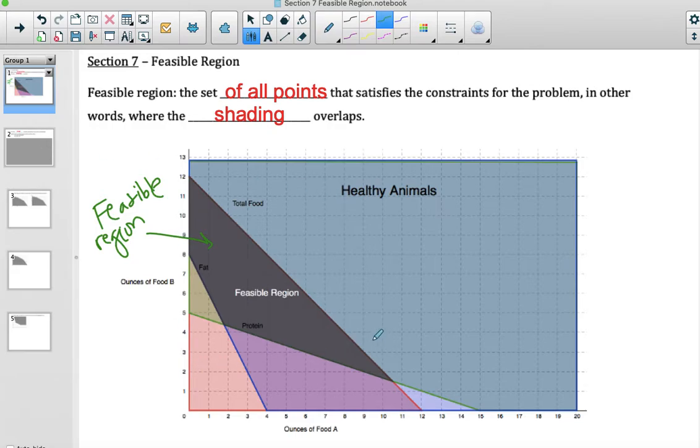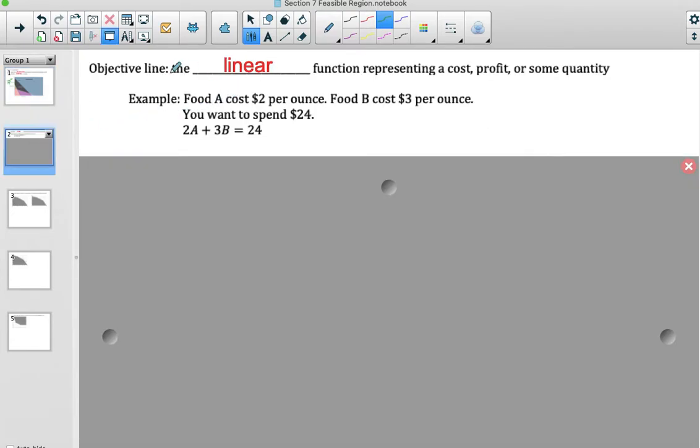So once we have a feasible region, we know that the solution for the problem is going to come from this area. Along with the feasible region, the next idea is our objective. Our objective is a linear function representing cost, profit, or some other quantity. We've talked about spending this much money, having this much time, and wanting to make this much money. So we have all of these objectives that we've been focusing on.